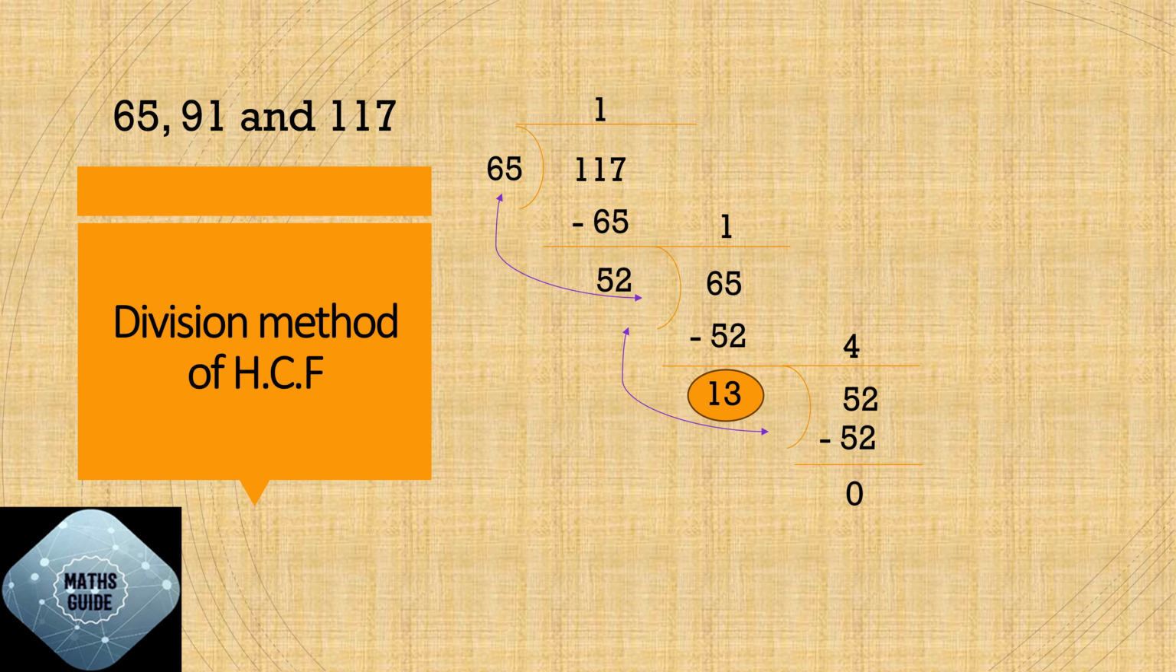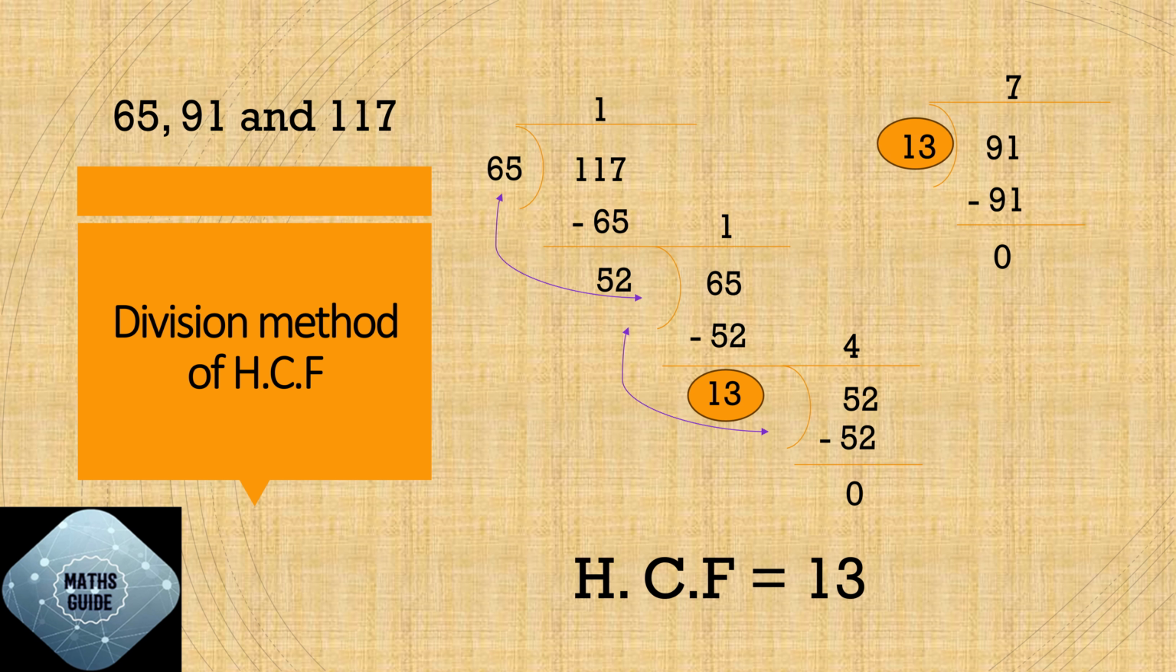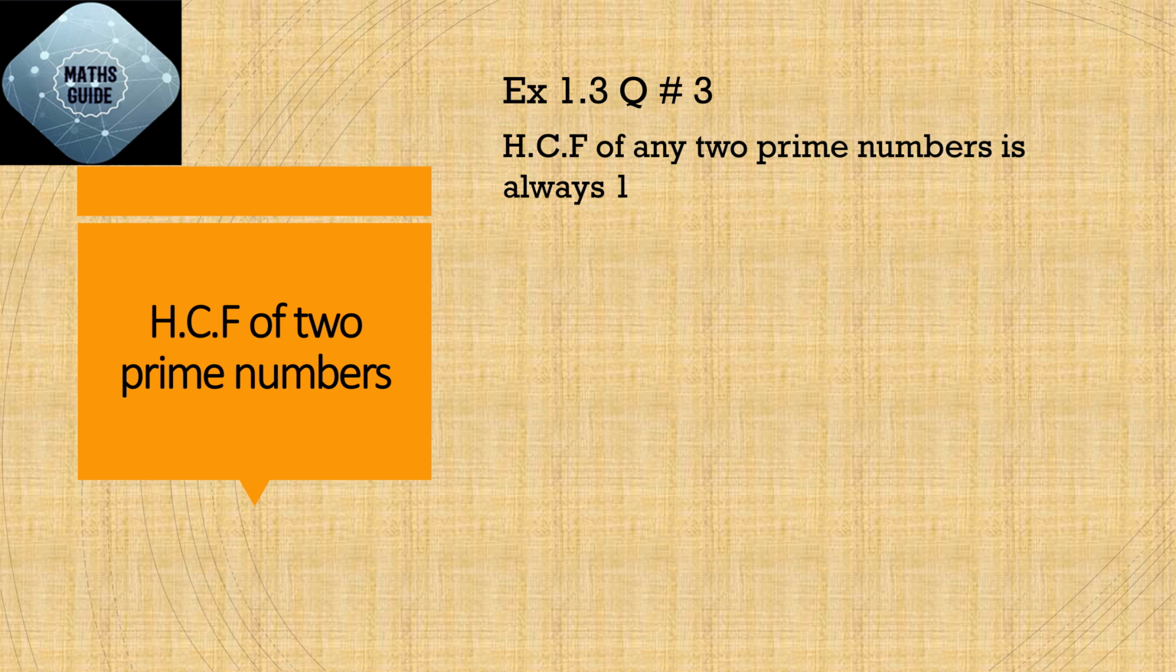But there is another third number, that is 91. So this 13 will divide 91 again and the remainder will be 0. This 13 is now the final HCF. I hope you understood the sequence of how to find the HCF through the long division method. Now you can easily solve question number 2 of exercise 1.3.